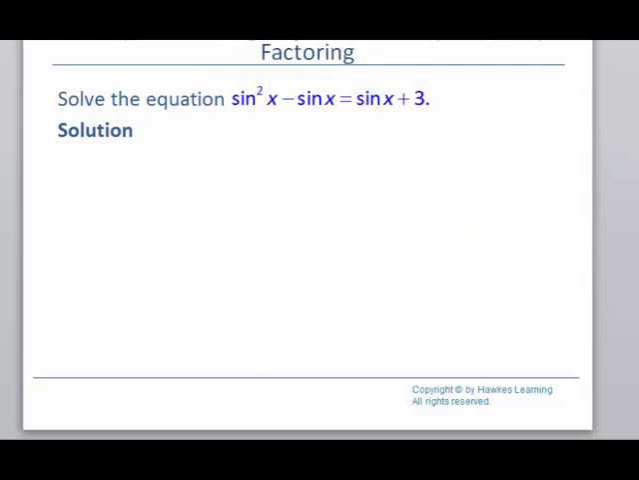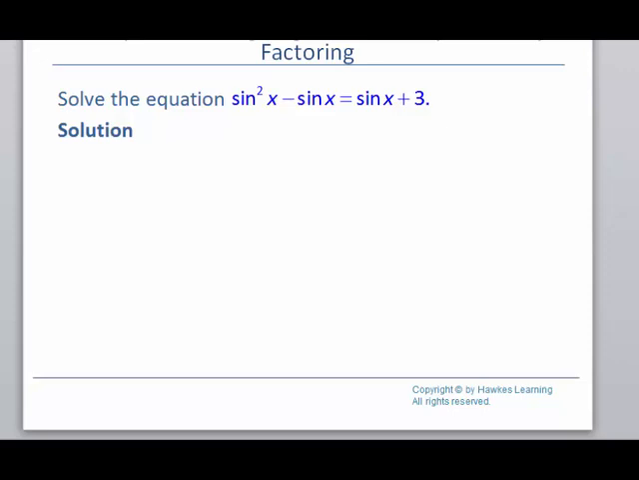All right, our next example asks us to find the answers to the equation sine squared x minus sine x is equal to sine x plus 3. So again, if this is an equation in an algebra class and you have a squared, you're more than likely going to be moving everything to one side and then trying to factor it because it appears to be quadratic. So let's see if that will work here as well.